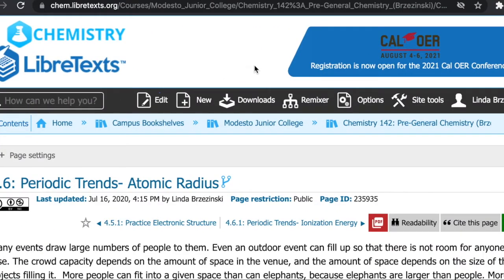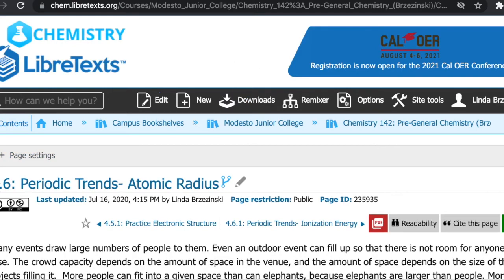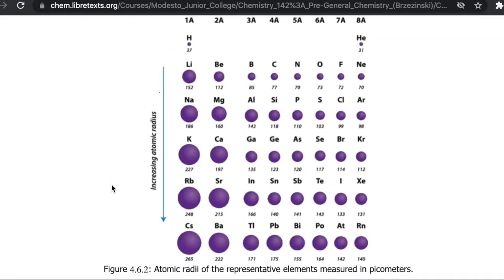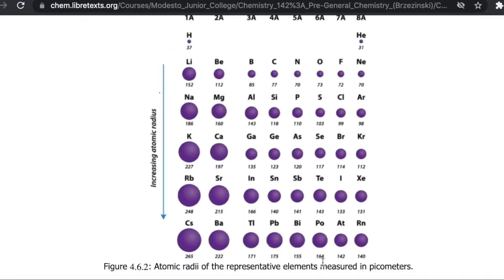Let me go ahead and show you in the LibreText section 4.6. There's a chart of some atomic sizes, the size of the atoms. So as you go down the periodic table, you can see that they get larger because you're filling up the next shell. We're starting the 2s shell with lithium, the 3s with sodium, the 4s with potassium, and so on. So as you go down the periodic table, you're building another shell, and that makes the atom bigger.